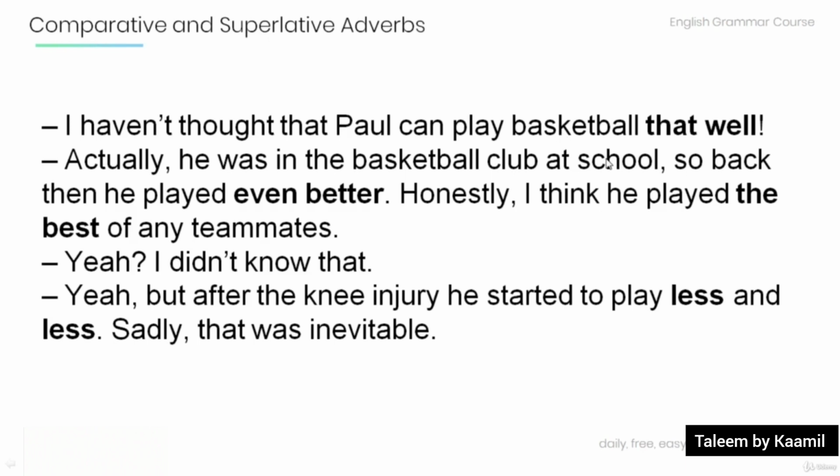I haven't thought that Paul can play basketball that well. Actually, he was in a basketball club at school. So back then he played even better. Honestly, I think he played the best of any teammates. Yeah? I didn't know that. Yeah. But after the knee surgery, he started to play less and less. Sadly, that was inevitable.